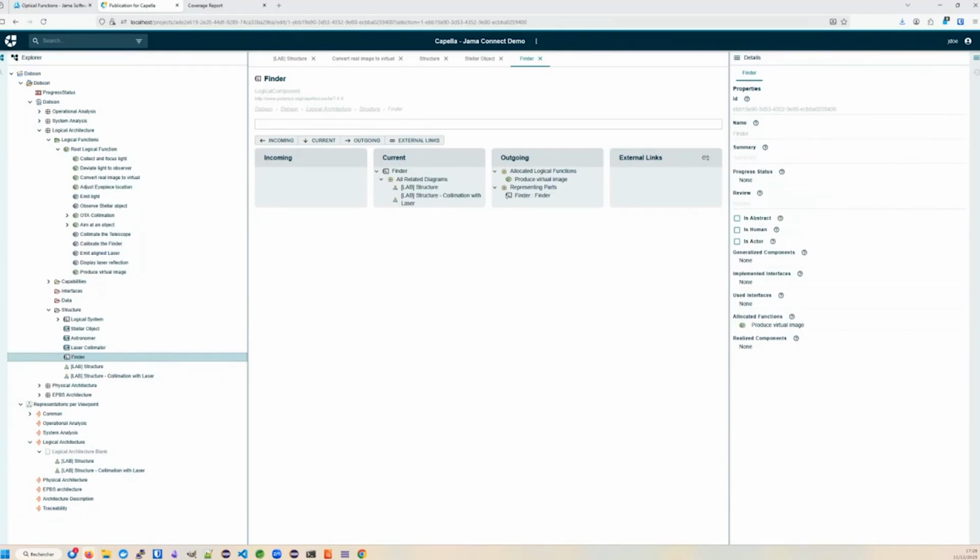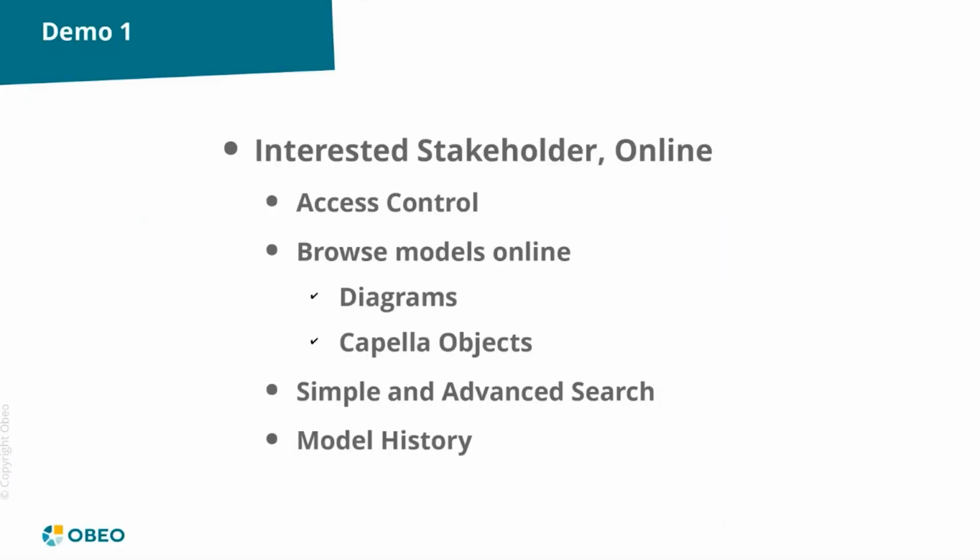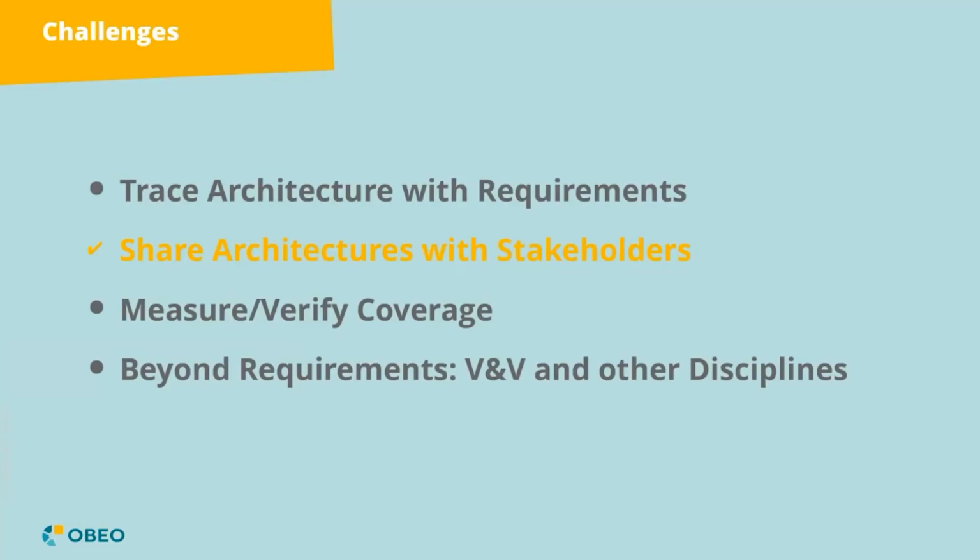I will go back to my slides, showing how interested stakeholders could access and consume the model information online without installing anything more than a web browser. So we've seen access control, we've seen the diagrams and the Capella objects, the documentation, the advanced search, the model history and baselines, and so on. So I think we can say that this covers the first challenge that we have, to share architectures with as many stakeholders as possible and as easily as possible, while remaining secure, of course.